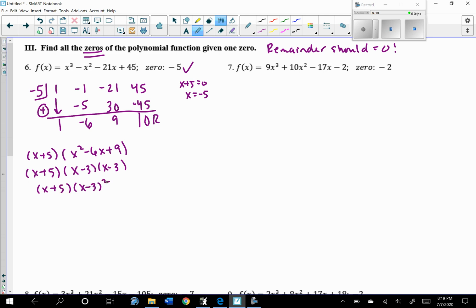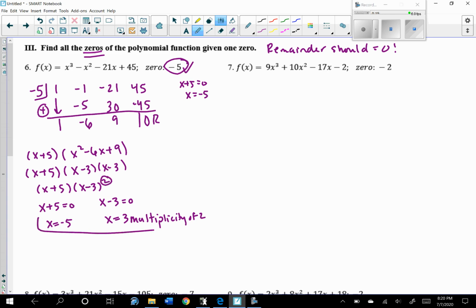But that's not what we're trying to do. We're trying to find the zeros. So for the zeros, you have to set each factor equal to 0 and solve. So we know negative 5 because that's what they gave us in the problem, and x equals 3, which of course, because it's degree 2, is a multiplicity of 2. So that means it occurs twice. So what happens on the graph with a multiplicity of 2? Remember that means it hits the graph and bounces back in the same direction.